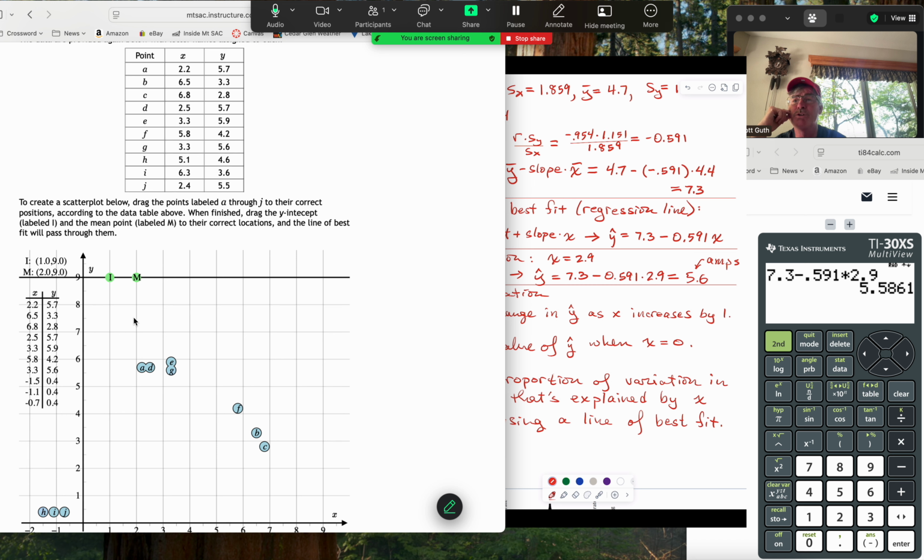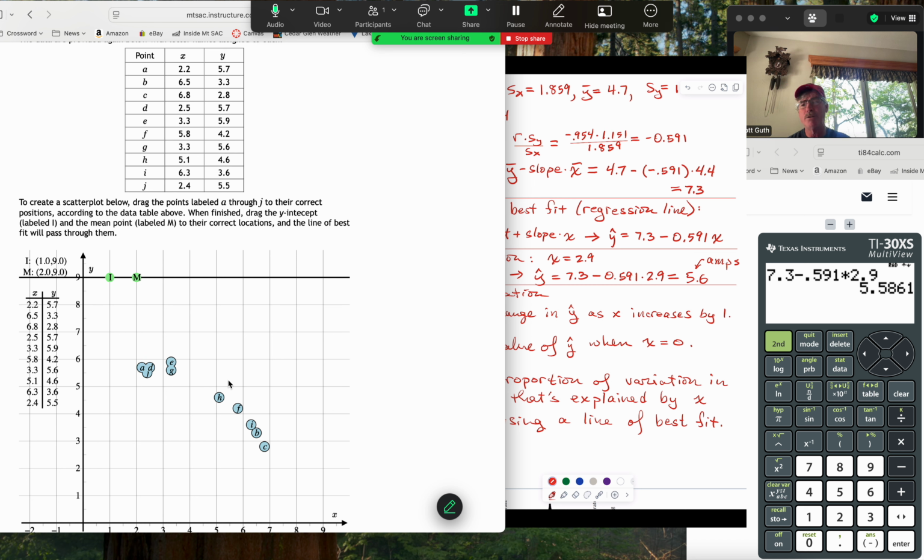We're on H, which should be 5.1, 4.6. Okay, so 5.1 and down. See if I can get this right. 5.1, 4.6 right there. Then I is 6.3, 3.6. So let's see here. 6.3 and then 3.6 is going to be in here somewhere. Right there. Last one, 2.4, 5.5. Let's grab it. 2.4, 5.5 is going to be somewhere in here. So I can get this right. Up right there. 2.4, 5.5.